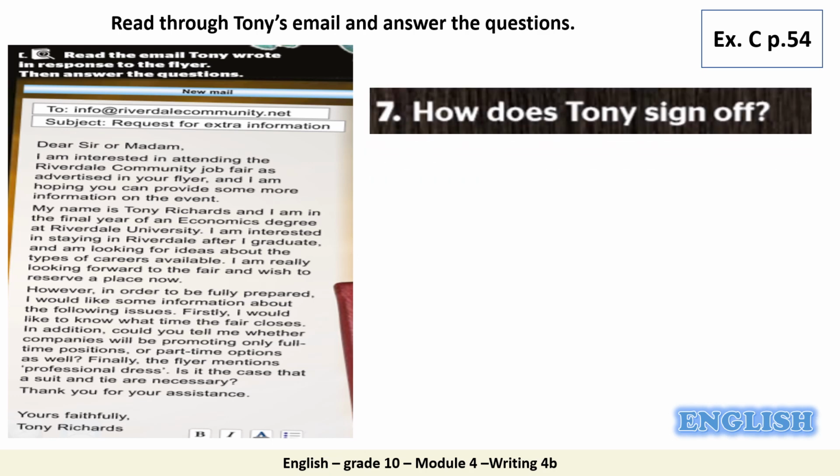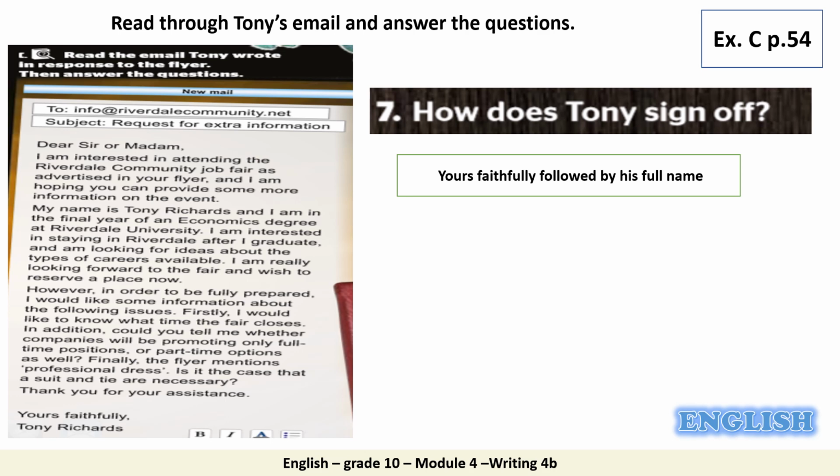Question 7. How does Tony sign off? Now this is an easy one. Pause, figure it out, and let's check your answers. The answer is yours faithfully followed by his full name. And the evidence? It's right over here.